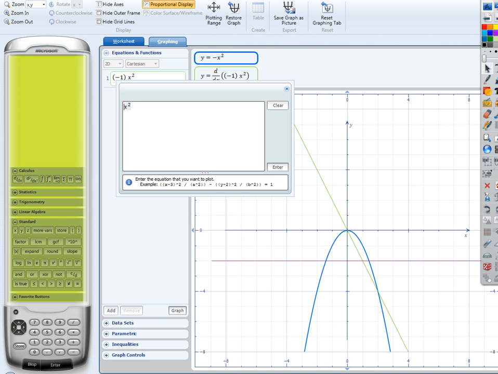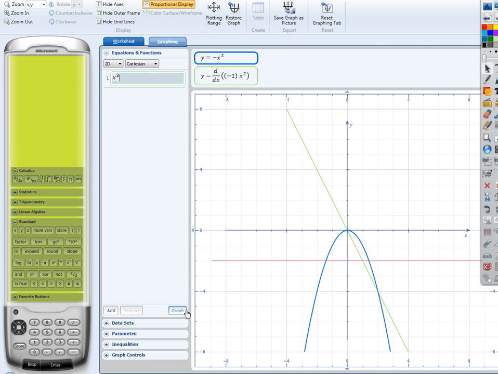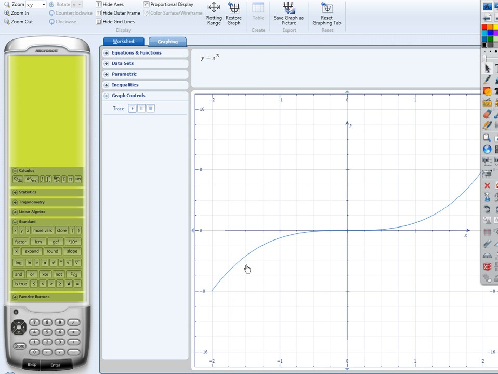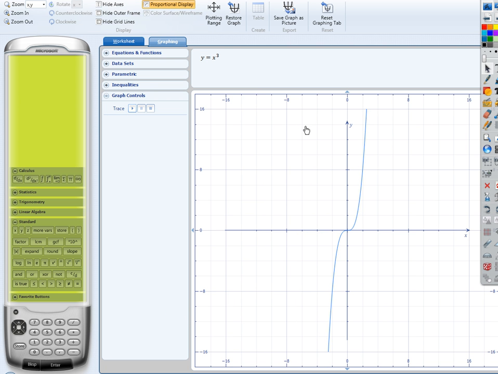Okay, let's try x cubed. Try it. I like the x cube ones like this. You like those? Yeah. Okay, so how about this one? X cube reminds me of a heart. Okay, what's the derivative of that gonna look like? It's a parabola.